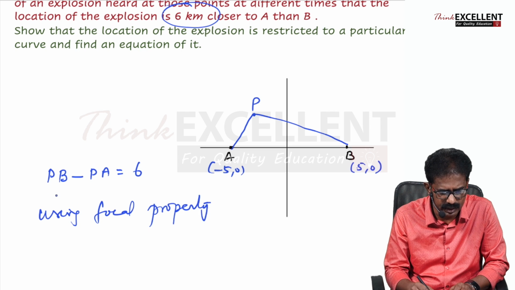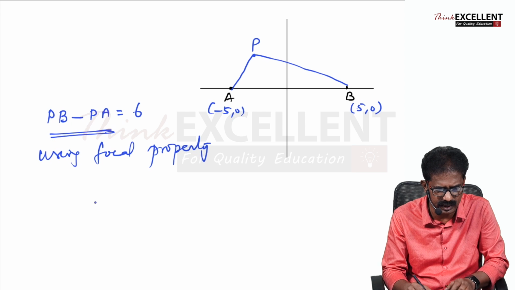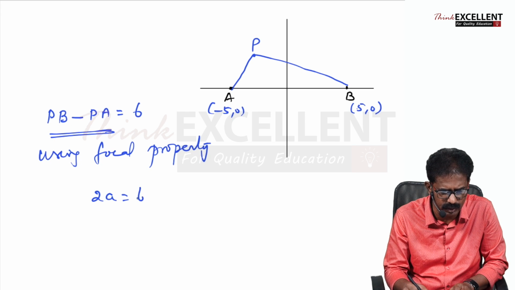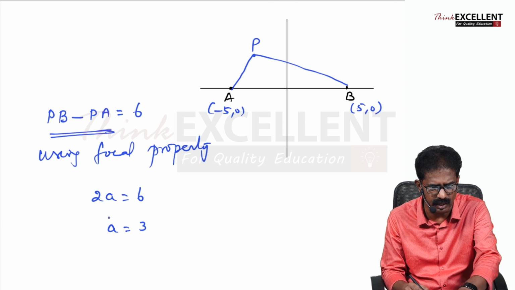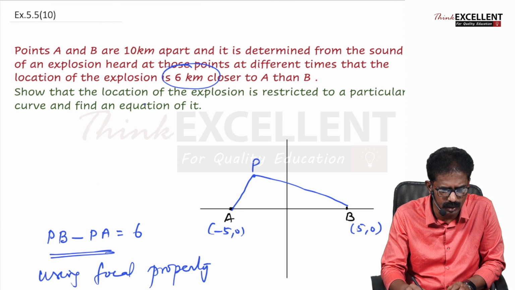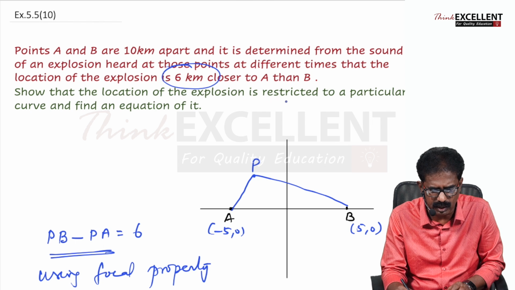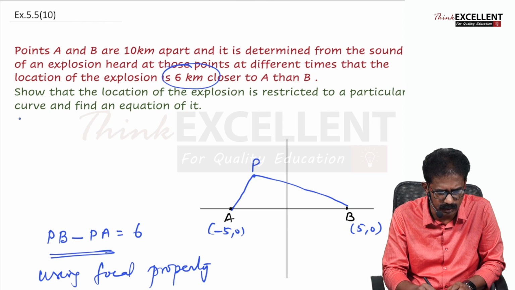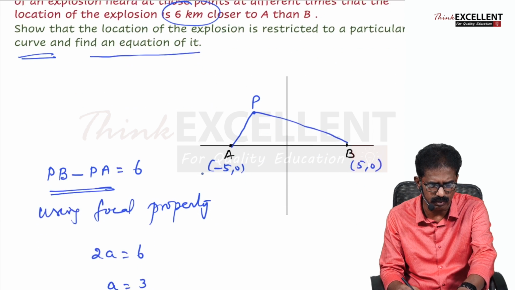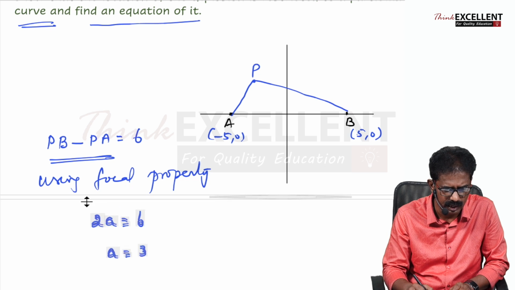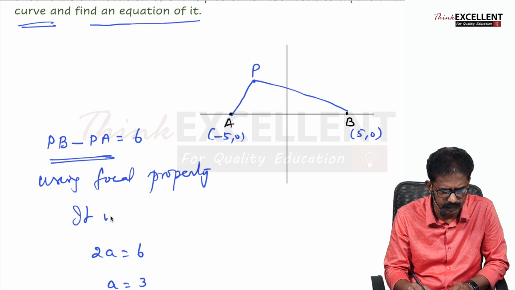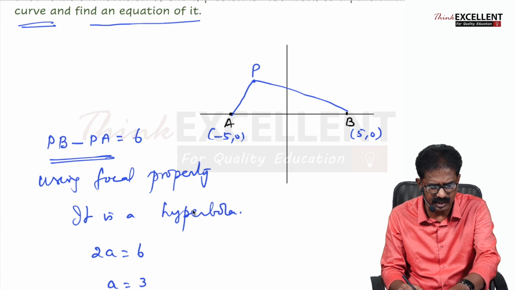So here, using focal property, you can say this is the difference. Difference of the focal distances is equal to 2a. So 2a equal to 6, so a equal to 3. That value got it. What they asked here: show that the location of the explosion is restricted to a particular curve. What curve, mention that, and find the equation of it. By the focal property, you can say it is a hyperbola.